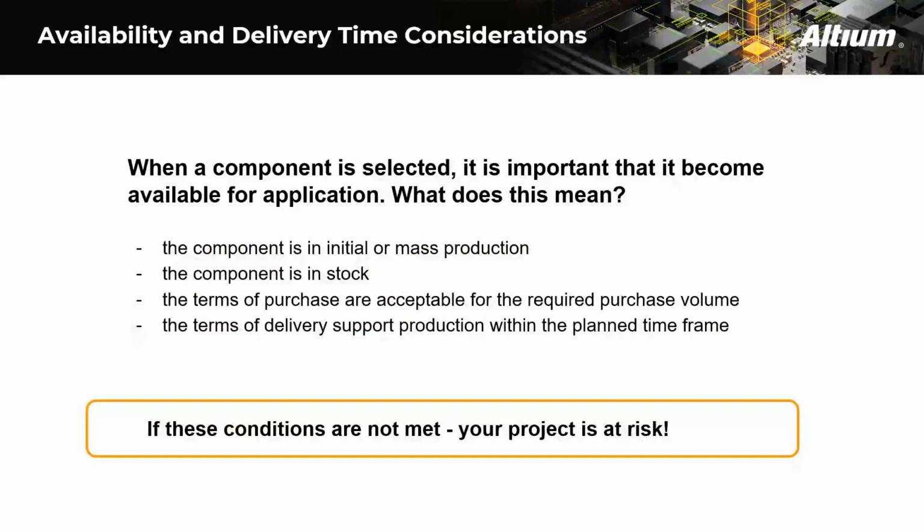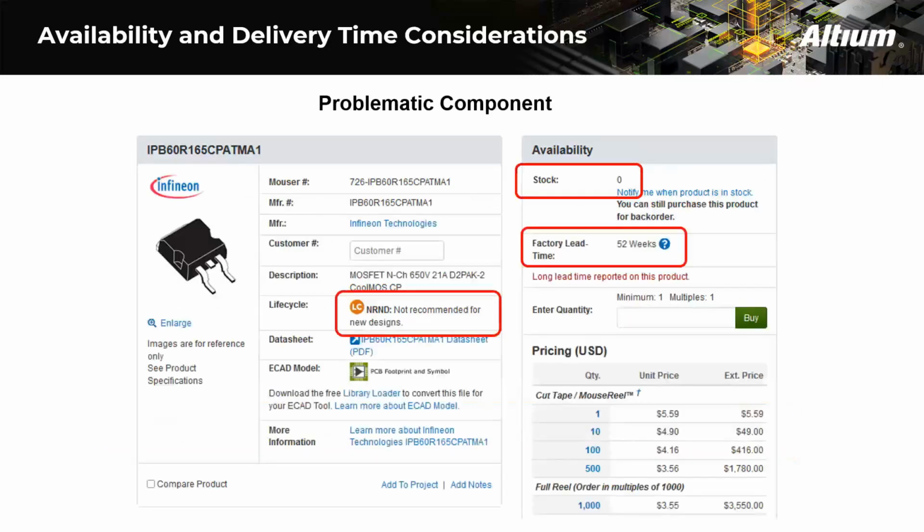Now let us have a close look at the availability and delivery time considerations. When a component is selected, it's important that it will be a good fit for the design program. By this I mean that the component is in initial or mass production, that the component is in stock, that the terms of purchase are acceptable, such as minimum order requirements, cost, payment terms, delivery conditions, etc. And that the terms of delivery enable production within the desired time frame. If at least one of these conditions is not met, we can say that there are problems with the project.